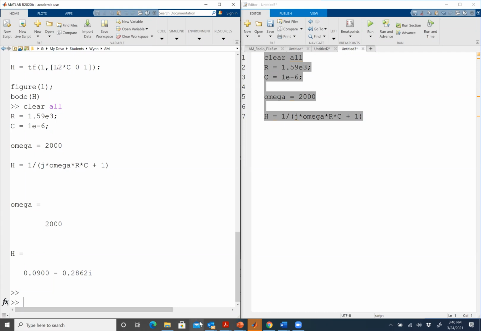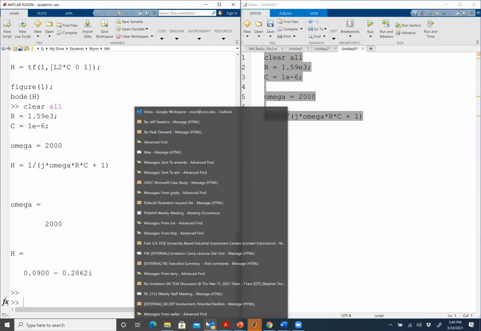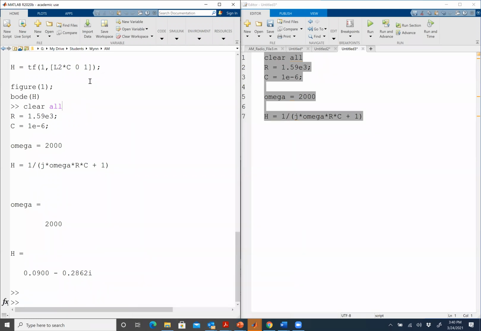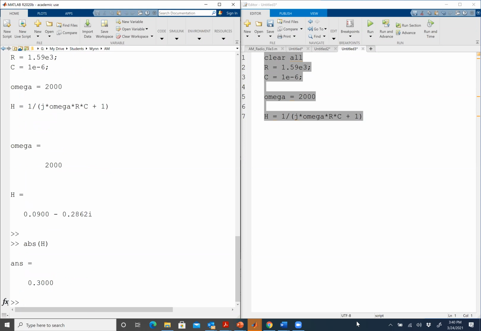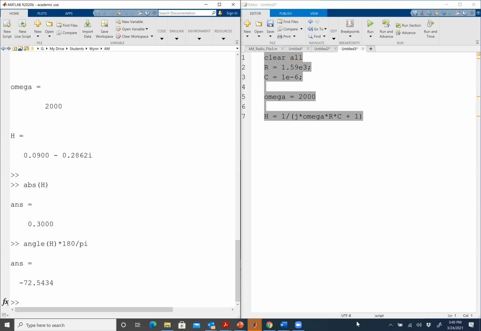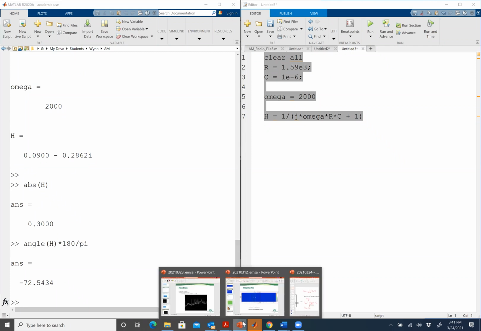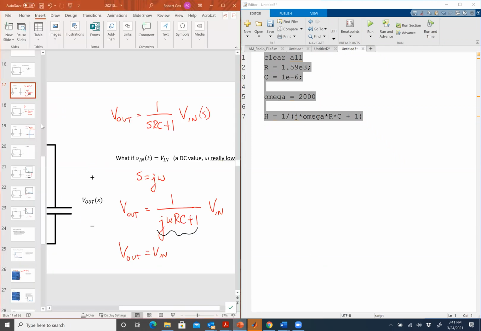What do I want to know from that? Like the problems I'm asking you in the homework, what am I asking you to figure out for me? I'm asking you for the magnitude and the angle, right? So what would I do? I'd say, well, abs of H is what? Abs of H in this case is 0.3, right? That's the magnitude. And the angle of it is negative 72.5 degrees.